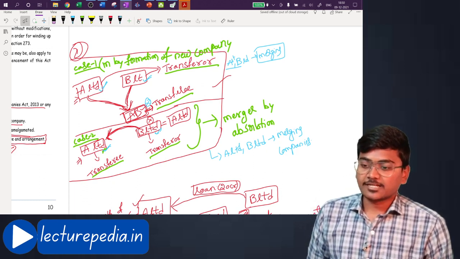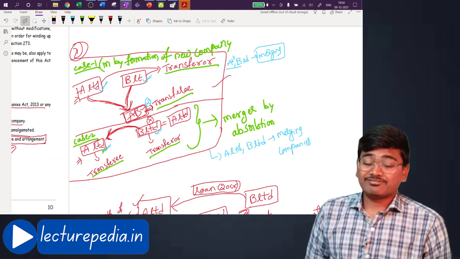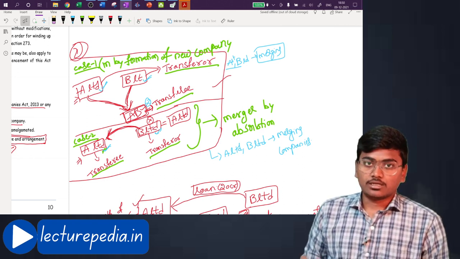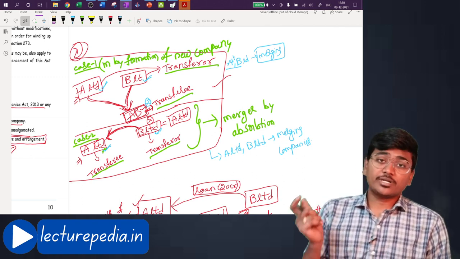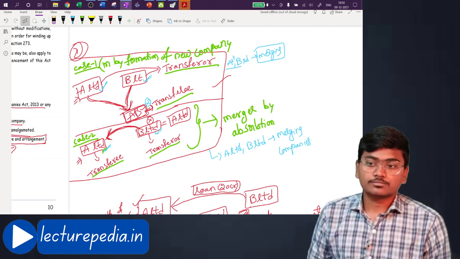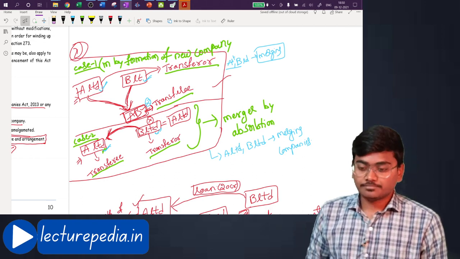Hope this is clear. That is the relevance of the term merging companies. It specifies which companies have to follow section 232. Okay, hope you understood it.